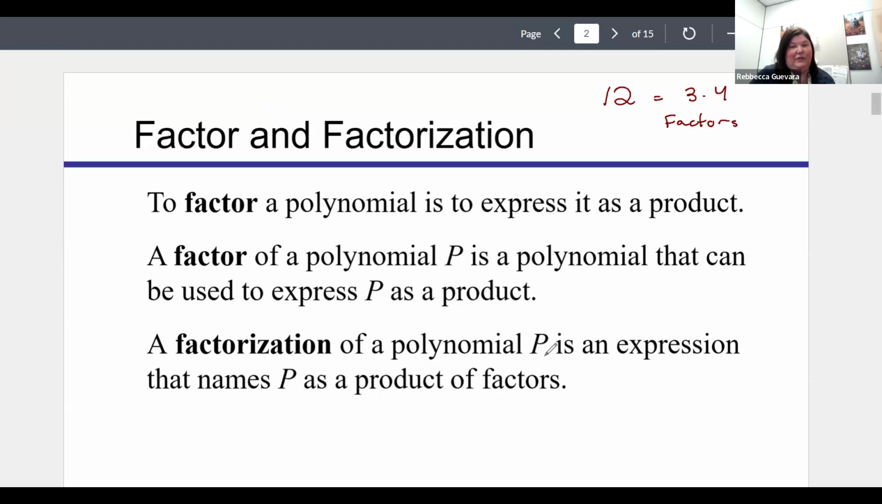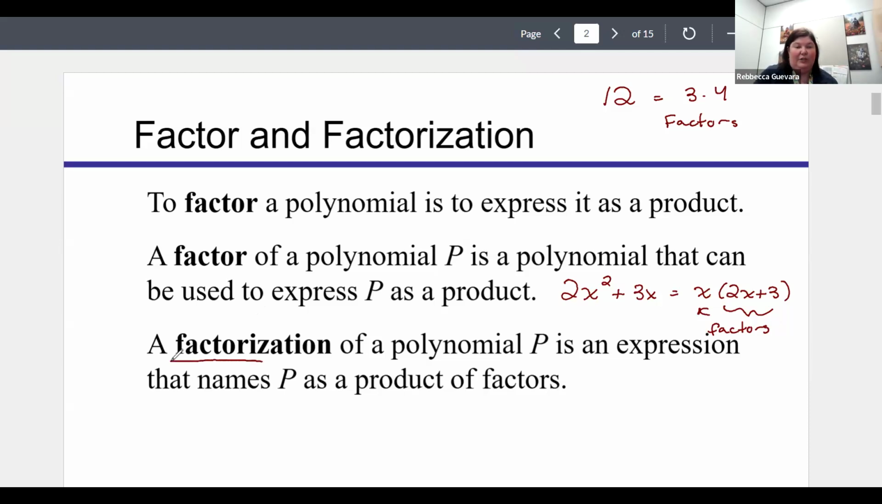When we talk about a polynomial having factors, if I gave you something like 2x squared plus 3x, technically I can rewrite that as x times (2x plus 3). In this case, the x and this whole part here are both going to be factors. That's when we talk about factors of a polynomial. If I could break it down into two things that multiply together to give me that same polynomial, then those two things are factors. So the factorization of a polynomial is an expression that names p as a product of factors.